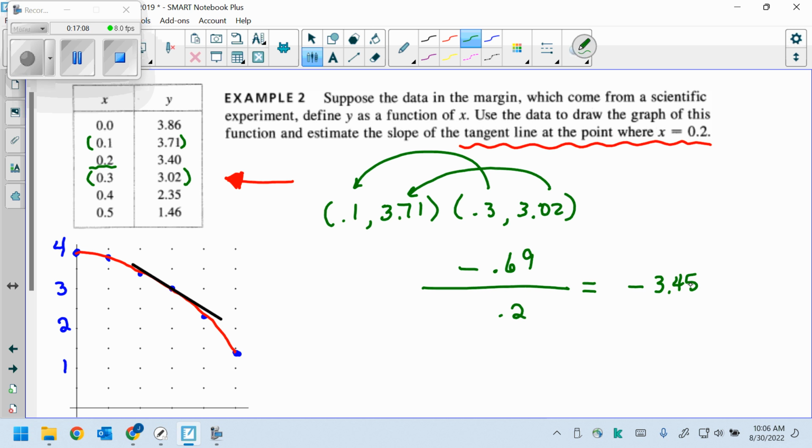So that's how we would estimate, and that's all they ask for: estimate the slope of the tangent line. Yeah, we could draw the tangent line, but probably better, and a technique that you'll be expected to use, is to use the points closest to that point of tangency, one above, one below. Use those to estimate the slope of the tangent.